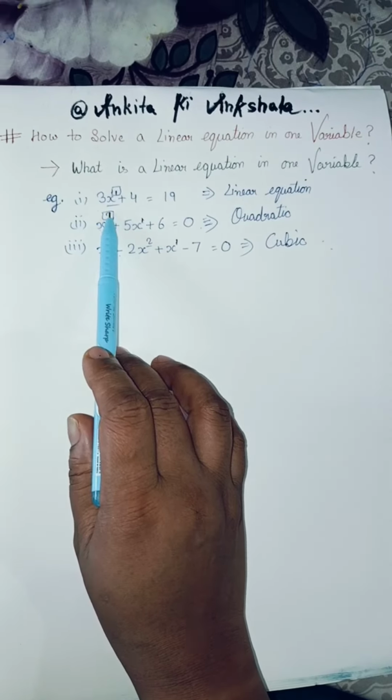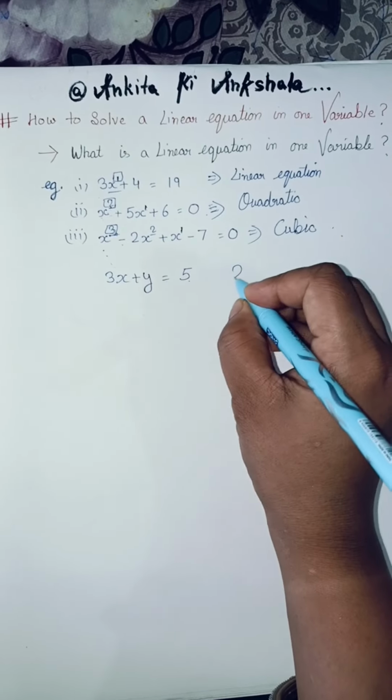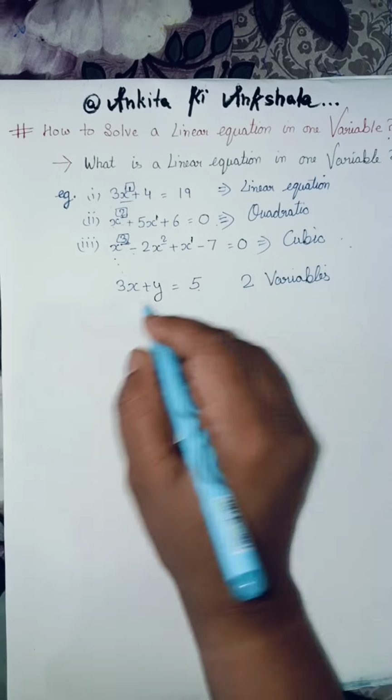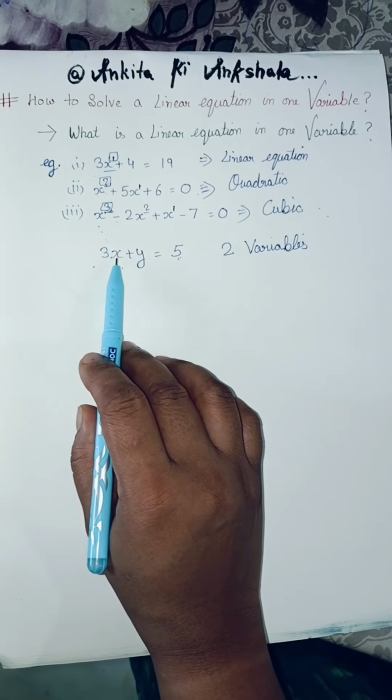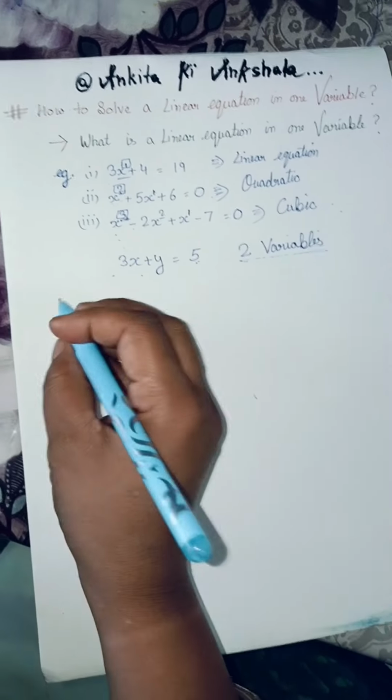Suppose I have the equation 3x plus y equal to 5. In this case, this is also a linear equation but in two variables. I hope you understand my point. The equation having maximum power 1 and one and only one variable is called a linear equation in one variable, and the equation having maximum power 1 but two variables is called a linear equation in two variables. Got it?